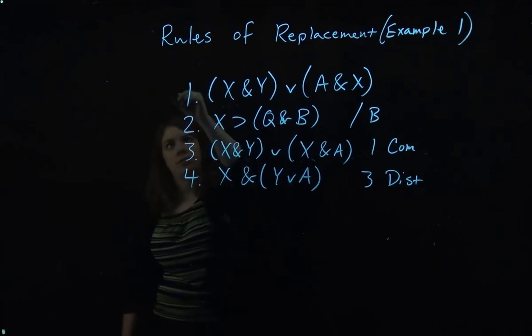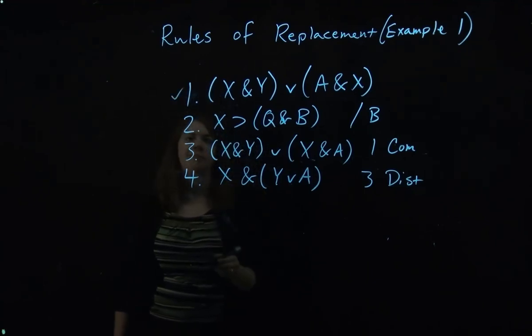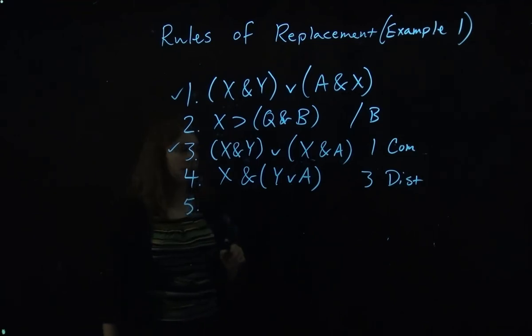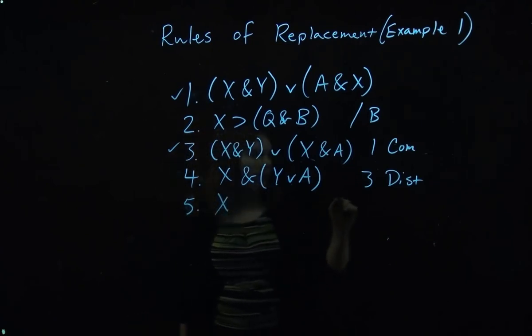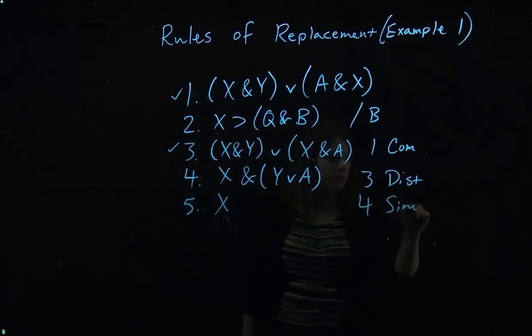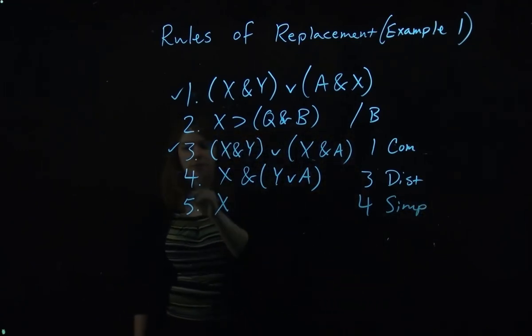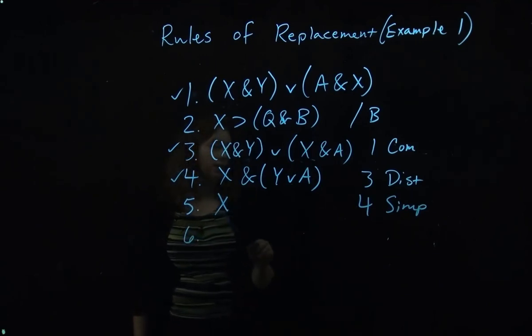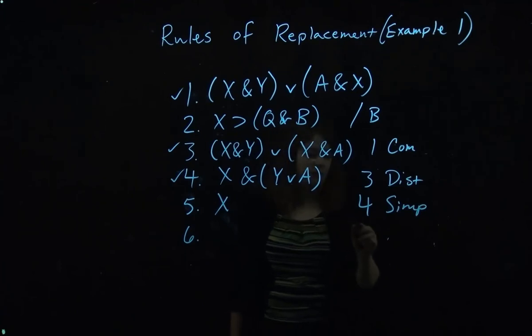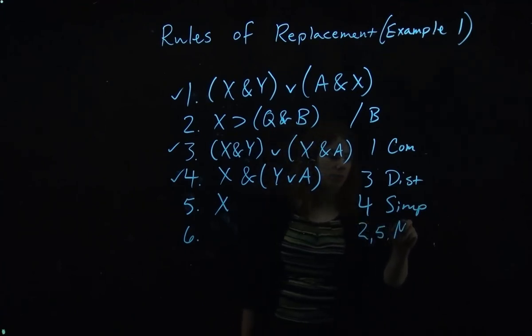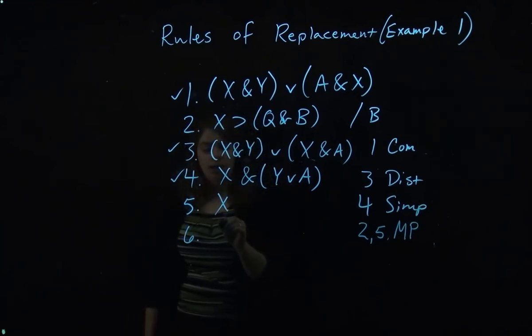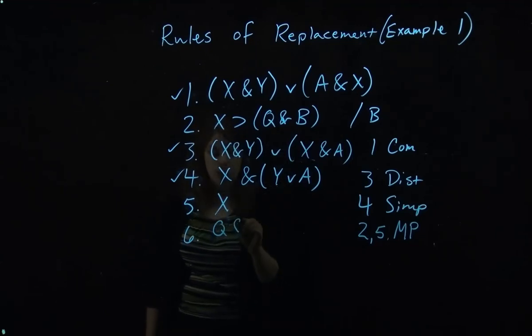So now, having used line 1, line 3, for step 5 we can derive out of line 4, using the rule of simplification, X. So there we have it. Now, for line 6, using line 2 and line 5, and using the rule of modus ponens, the X's cancel out along with the horseshoe, and we're left with the consequent, which is just Q and B.